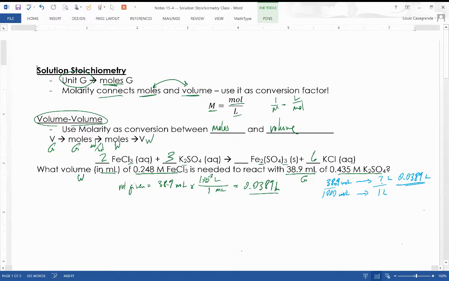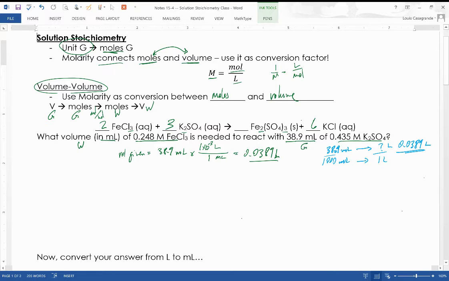Now that we've got the liters, now we can go into our stoichiometry, and so we want to know how many milliliters of FeCl3. And we're going to assume it's the solution here, since we're dealing with the solution. And that's going to equal, let's start with our 0.0389 liters, but do throw in the K2SO4. You want to have that because you want to be able to cancel out the moles in a few minutes.